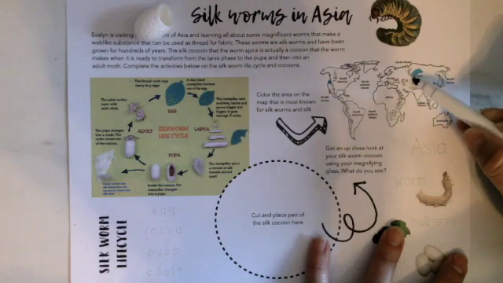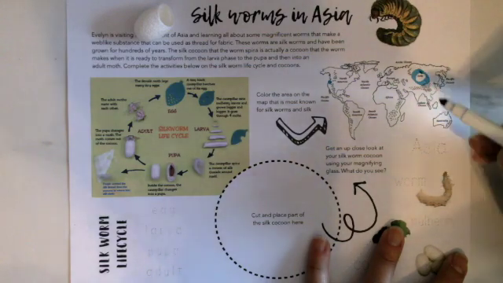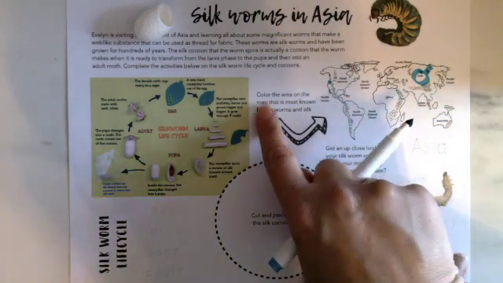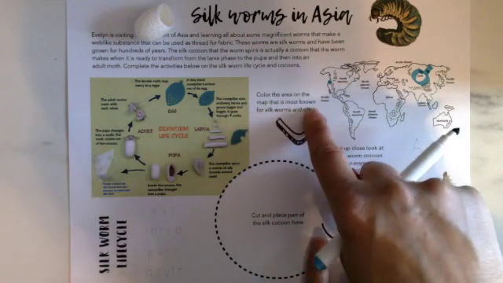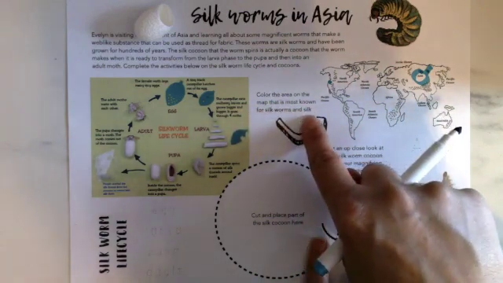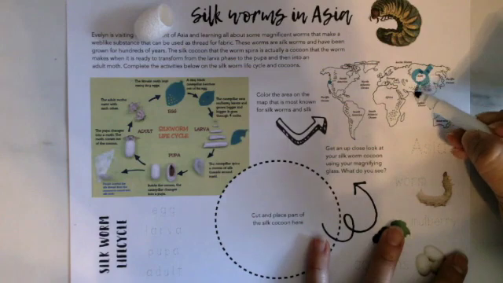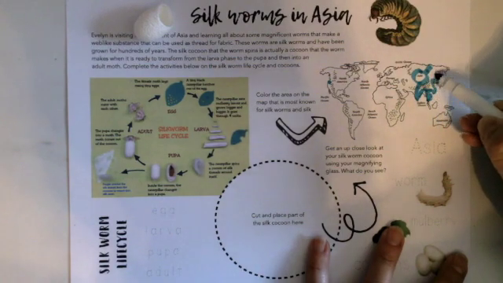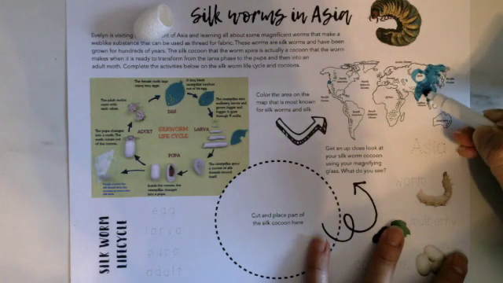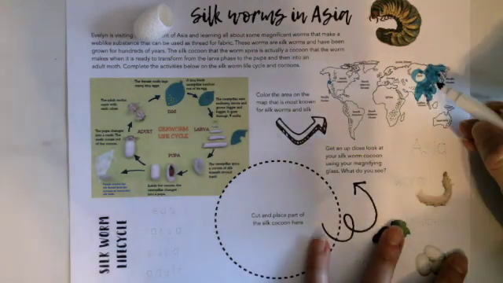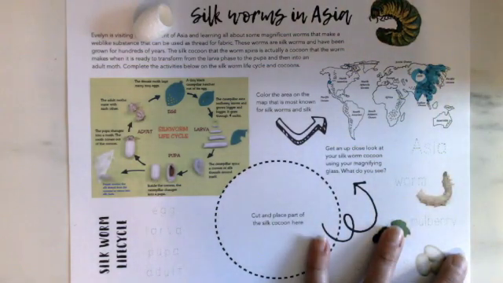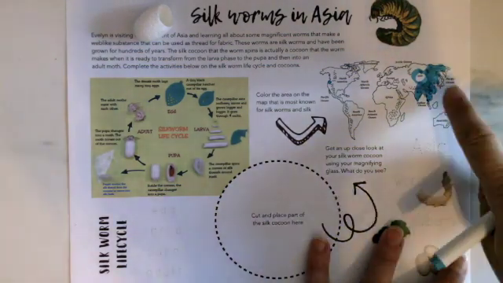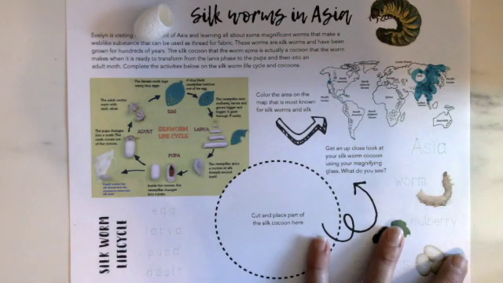You can see Asia is right there. All right, and so we're going to go ahead and it says color the area on the map that is most known for silkworms and silk. So on this map, we're going to go ahead and color in Asia. Okay, you can just kind of outline it, fill it in. There are lots of mountains. There we go. All right, so we colored in Asia. So this is where a lot of the silkworms originated from.